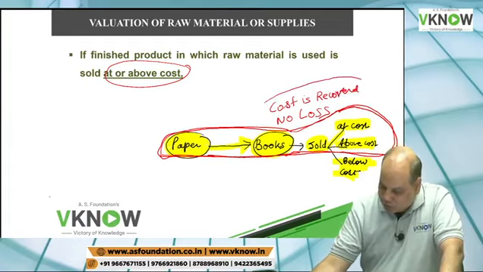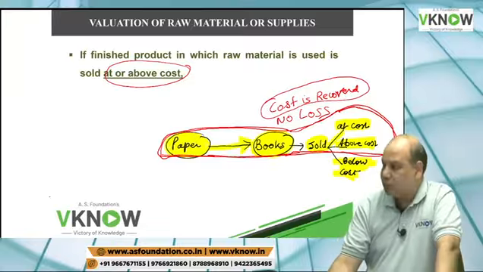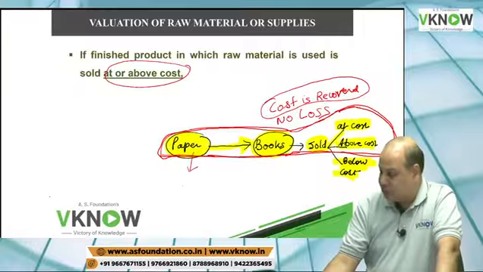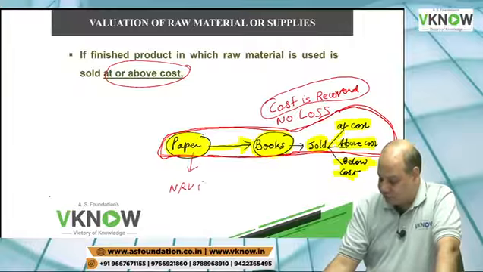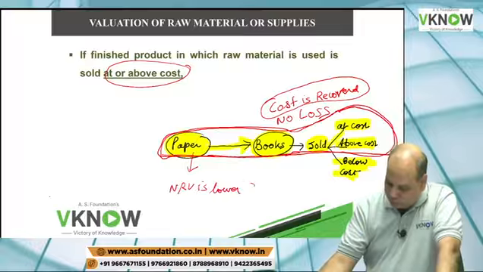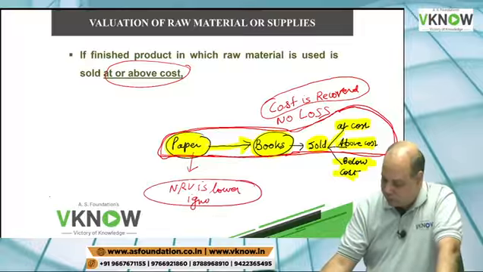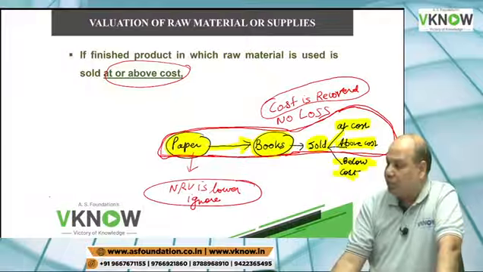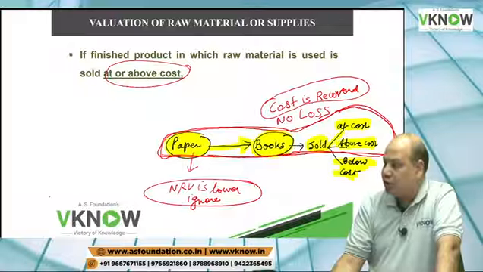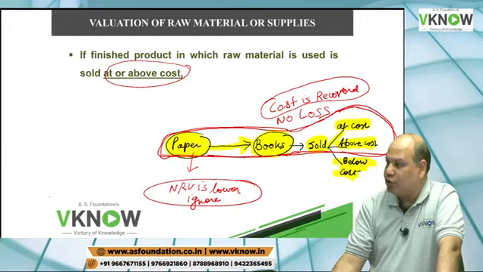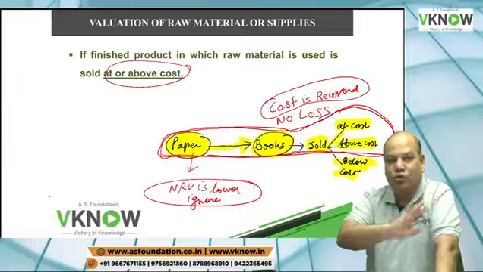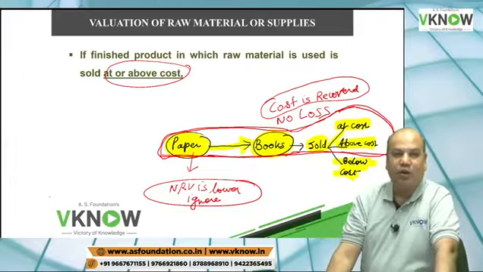If your cost is recovered, then even if paper NRV is lower, ignore. Even if NRV of paper is lower, ignore, because paper is going to be used in manufacturing of books. Books will be sold at cost or above cost. So there is no need to value paper at NRV.